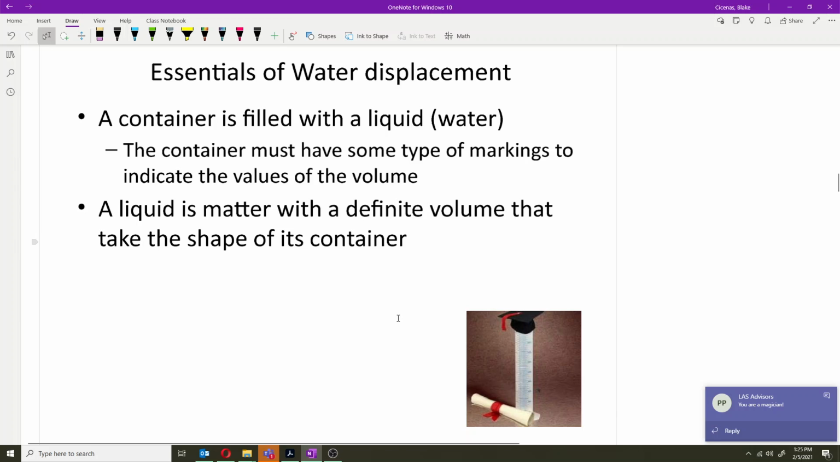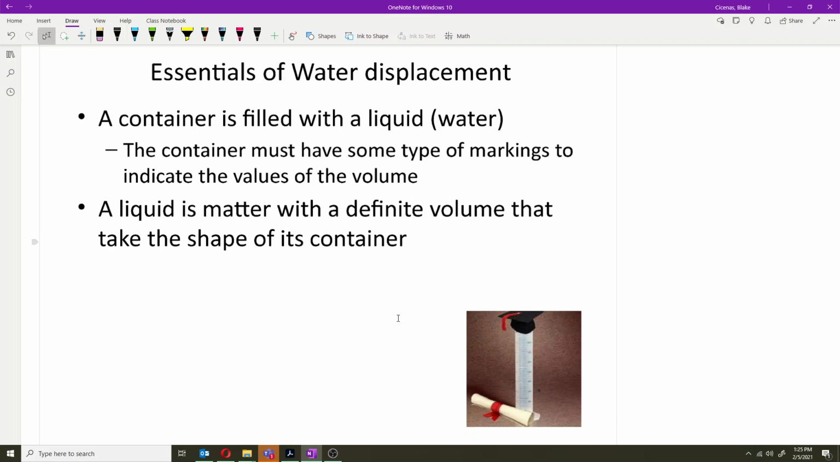Essentials of water displacement. Basically, kind of an operational definition. The container is filled with liquid water. The container must have some type of markings on it to indicate the values of the volume. So you can use a plain glass cup, but you can't really measure volume with it because you don't have markings on it. Can you make a plain glass cup into a graduated cylinder? Sure you can. It's kind of what beakers are.